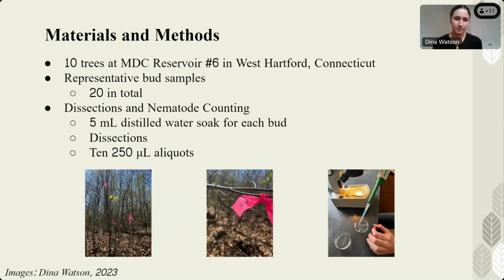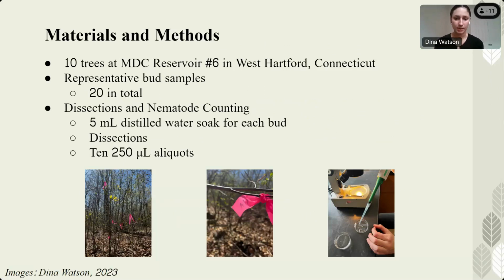I began this investigation by flagging 10 trees at MDC Reservoir number 6, located in West Hartford, Connecticut. From these 10 trees, I took 20 representative bud samples. These were all American beech trees, and I took an average of 2 buds per tree.